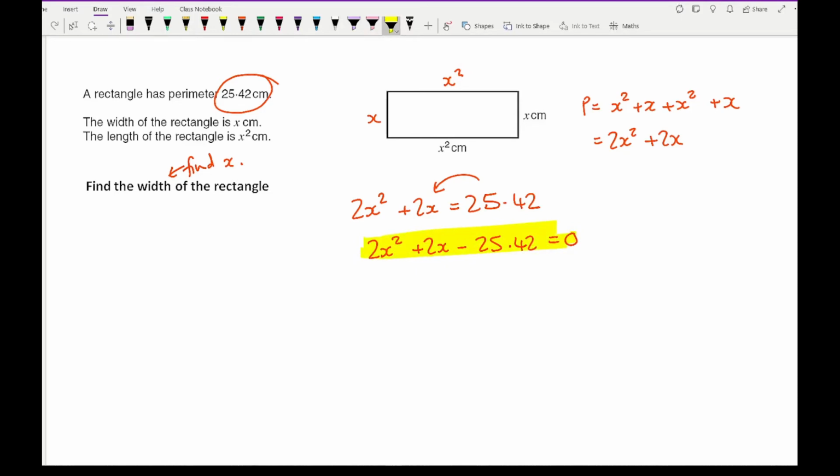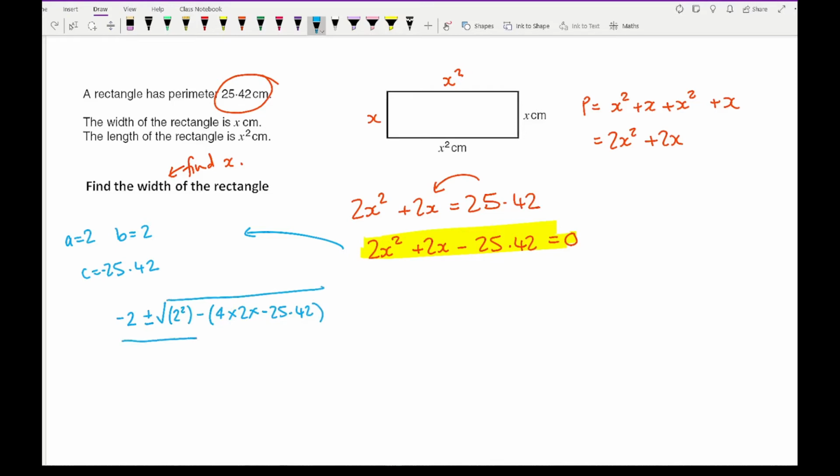Now because we've got a decimal constant, I'm going to go straight into using the formula. There's no point trying to factorize this. So using the formula, I've got a equals 2, b equals positive 2, and c equals a rather awkward minus 25.42. So substituting in, I've got minus 2 plus minus the square root of 2 squared minus 4 times 2 times minus 25.42. Now the more awkward the numbers, the higher the level, the grade of the question. So if you're looking at a grade 8 or grade 9, then expect to have some awkward numbers. And that's going to be divided by 2 times 2.